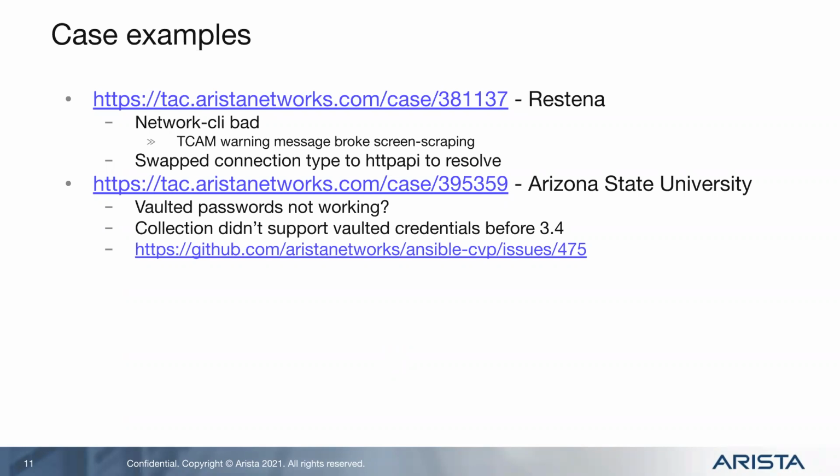Finally, this last one here is really recent, and this goes back to what I mentioned with support for vaulted variables. ASU recently had a case where they were trying to use vaulted credentials for CVP, and it wasn't working. They were using an older version of the CVP collection, and it didn't support vaulted creds. So the fix there is one of two things. Either they can upgrade to a fixed collection version, or they can stop using vaulted credentials.